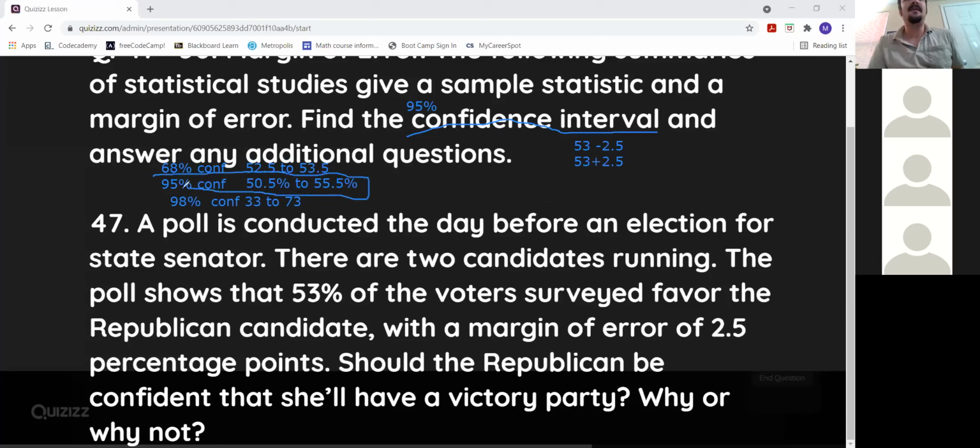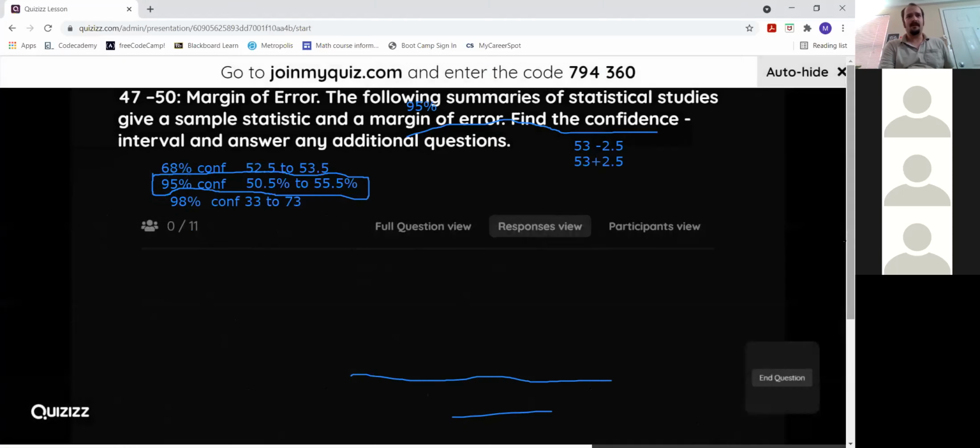So if we're talking about a 95% confidence interval of 50.5 to 55.5, should they be confident that they will get a victory? So are they going to win?